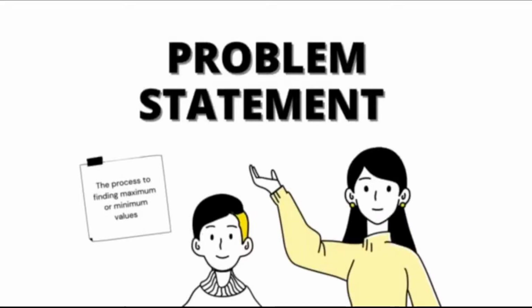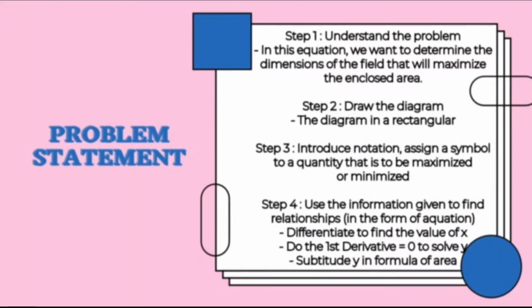Problem statement. The process of finding a maximum or minimum value. Step 1. Understand the problem. In this question, we want to determine the dimensions of the field that will maximize the enclosed area. Step 2. Draw the diagram. Step 3. Introduce notation. Assign a symbol to the quantity that is to be maximized or minimized. Let the width be y and let the length be x.